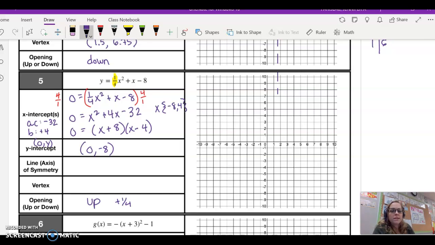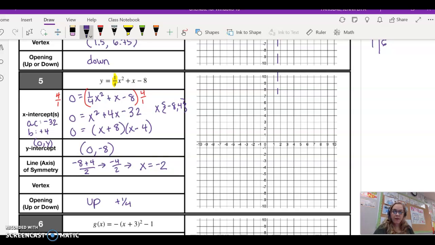Now once you have your x-intercepts, remember that helps you with your axis of symmetry. The axis of symmetry goes directly through those 2 points. So if we know our x-intercepts, we know our axis of symmetry, we can just average them together. So negative 8 plus 4 divided by 2. So that means that our axis of symmetry is x equals negative 2.